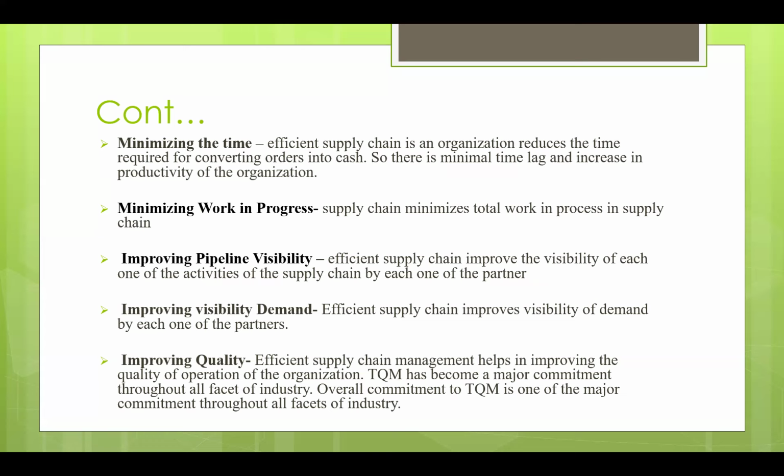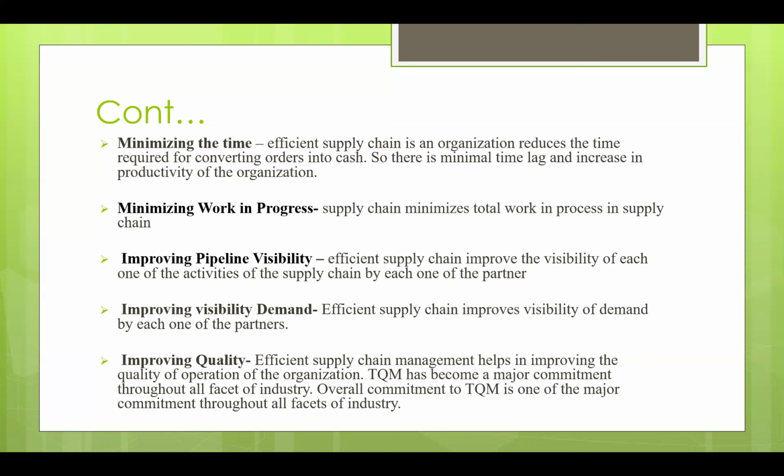Improving pipeline visibility. That is, an efficient supply chain improves the visibility of each one of the activities of the supply chain by each one of the partners. Then, improving demand visibility. That is, an efficient supply chain improves visibility of demand by each one of the partners.